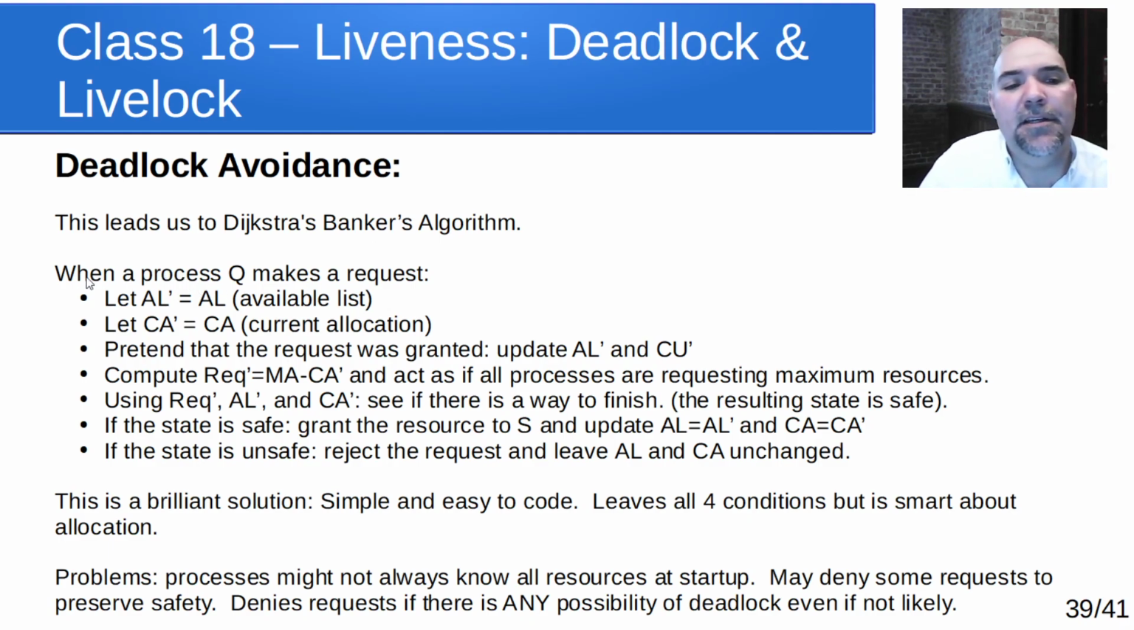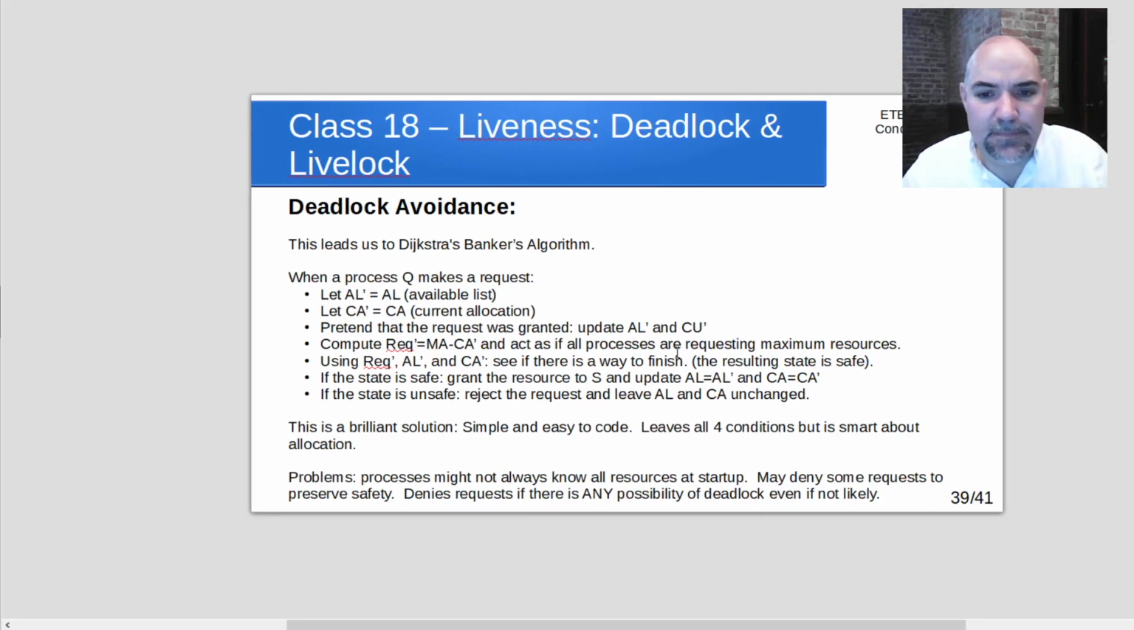So the idea for Dijkstra's banker's algorithm is, say when a process Q makes a request, so any process makes a request, we take the available list and we let AL prime, the available list prime, equal the available list. We let CA prime equal the current allocation. In other words, we're making copies of the available list and the current allocation. And then we're pretending that the request was granted. So we update our copies of those two lists, the available list and the current allocation list. I should say CA there. Let me fix that.